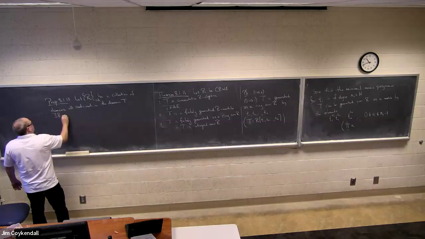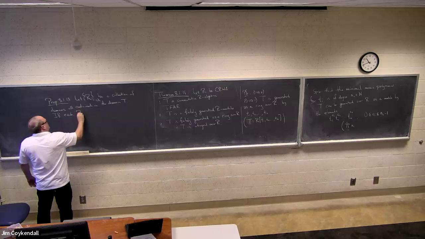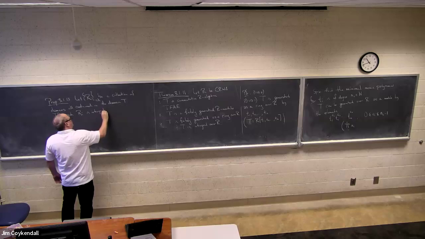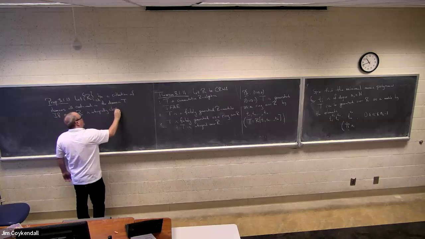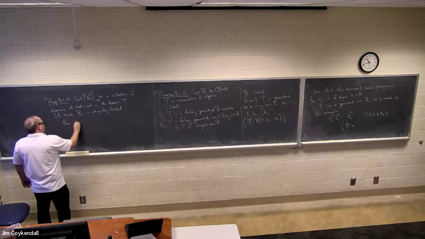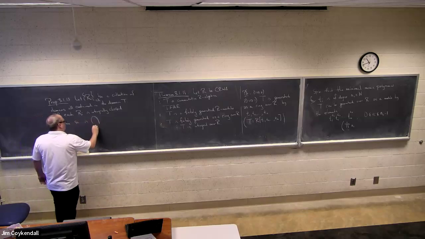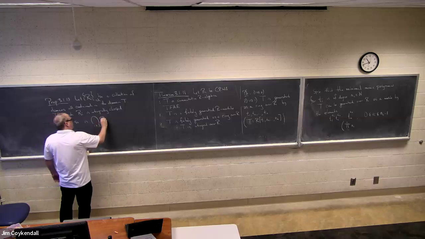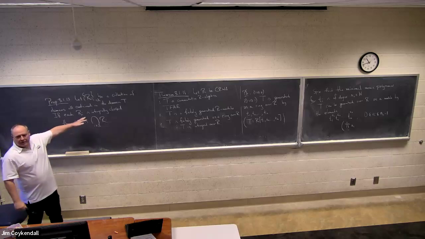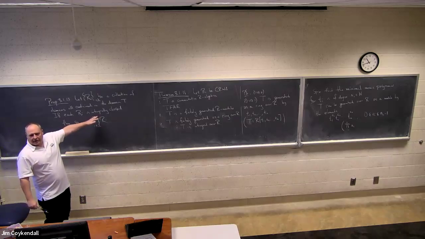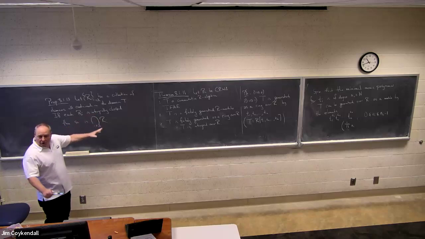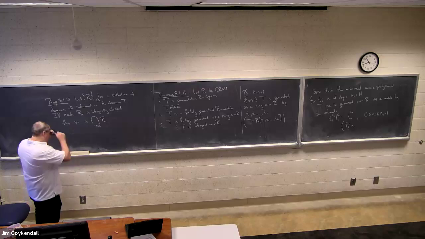If each Ri is integrally closed, then so is the intersection. Let me remind you what it means to be integrally closed. Integrally closed means that everything in the quotient field that's integral over Ri is already there, right? It's already in there.